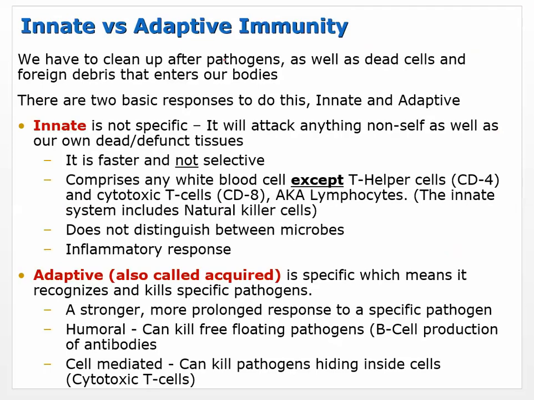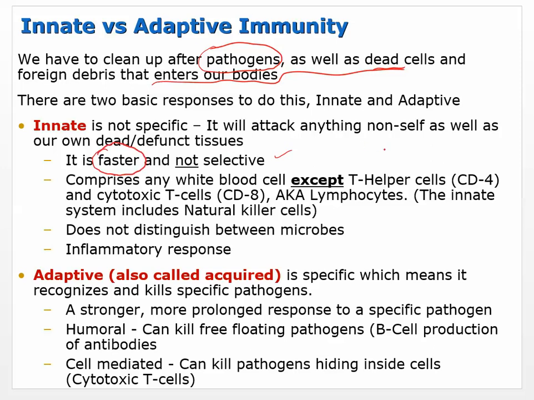So innate versus adaptive, I went through this already, but we have to clean up after pathogens as well as dead cells, foreign debris, all of this junk that gets in there, and that's what the innate immune system is primarily for. So there are two basic responses to do it. There's innate and adaptive. Adaptive is going to be more focused on pathogens and sometimes allergies. But innate is nonspecific. It will attack anything that's non-self as well as our own dead and defunct tissues. It's faster. It's not selective, and that's important. It's faster, but that has some caveats.